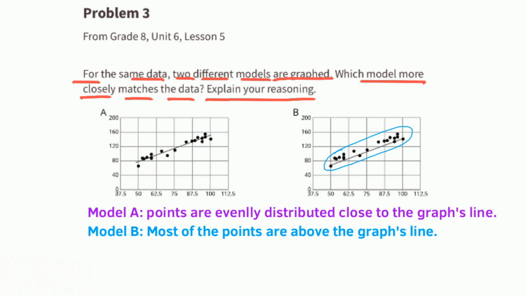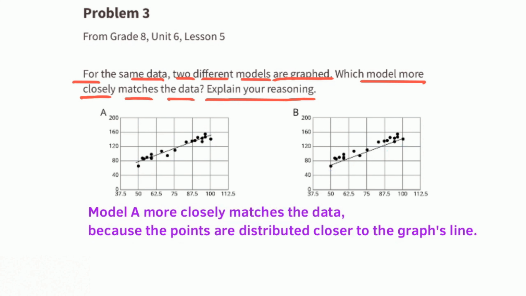Let's compare that with Model B, where most of the points are above the graph's line. I'd say Model A more closely matches the data because the points are distributed closer to the graph's line.